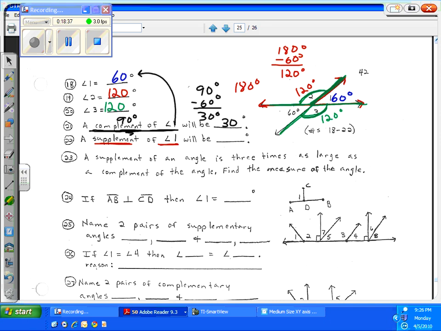Supplementary angles are two angles whose measures have the sum of 180. If we want a supplement of angle 1, and angle 1 is 60, then to get a supplement of angle 1, we would take 180 minus angle 1, which is 60, and we would get 120 degrees. So a supplement of angle 1 would be a 120-degree angle.